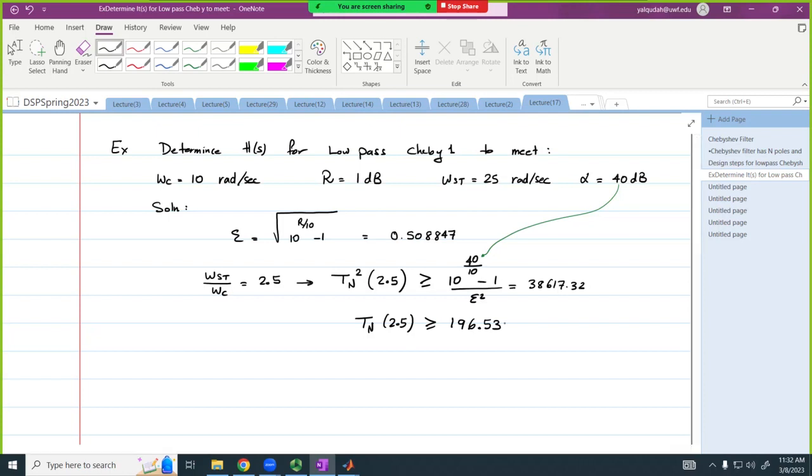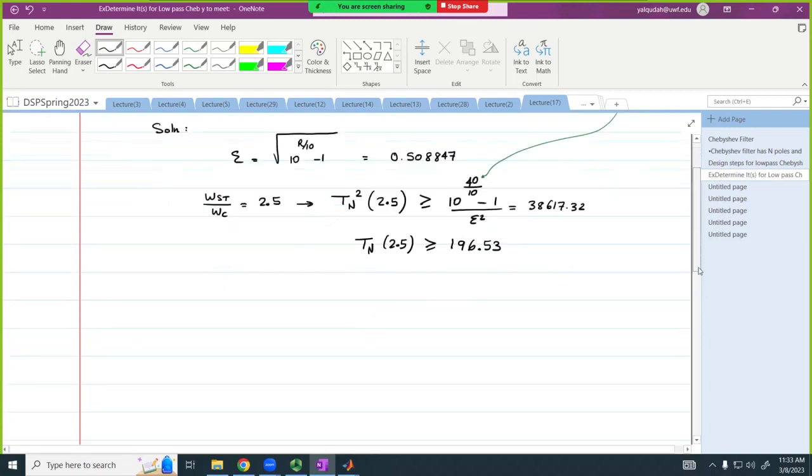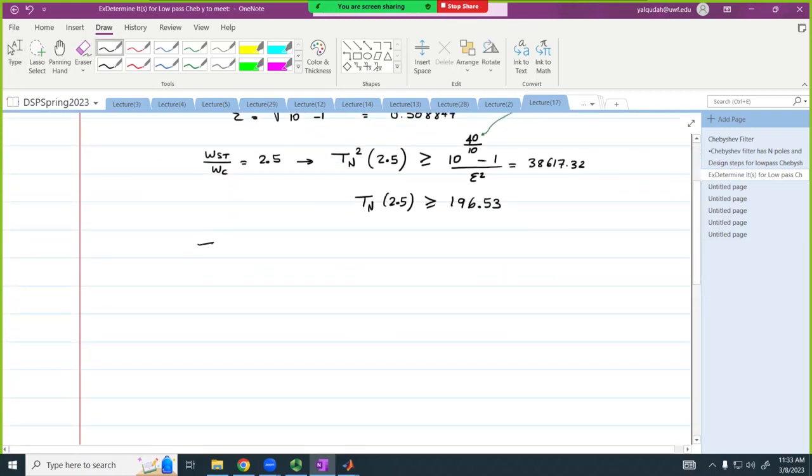Together? So this is reduced to finding the polynomial that at 2.5 is going to be greater than this. Now we have the list of all the polynomials for Chebyshev. So I'm going to ask, is it first order? I'm going to calculate T0 at 2.5. This is equal to 1. I'm going to calculate T1 at 2.5. If you remember, T1 of x is just equal to x. So this is equal to 2.5.